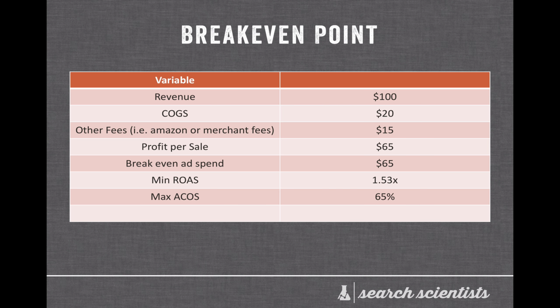And when you translate spending 65 to make $100, that turns into a minimum return on ad spend of 1.53 and a maximum ACoS of 65%. Anything higher than this ACoS, you are losing money. Anything lower, you're making money. Anything lower than this minimum return on ad spend, you are losing money. Anything higher, you're making money.